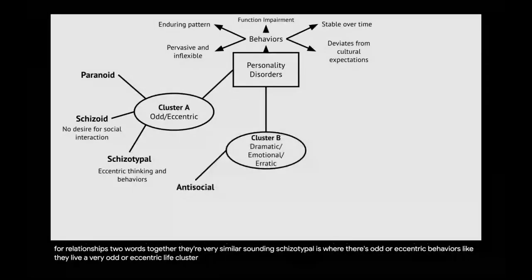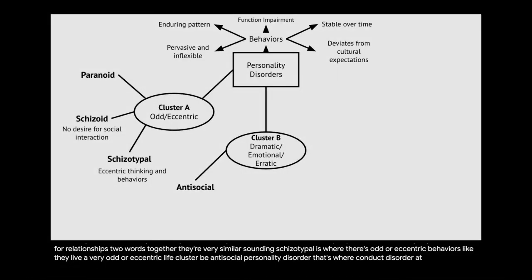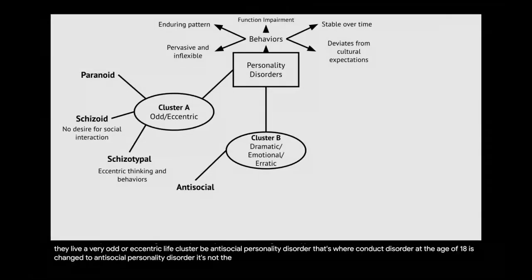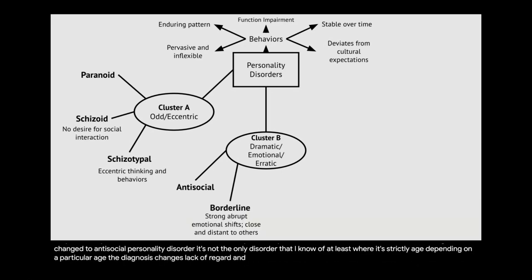Cluster B, antisocial personality disorder. That's where conduct disorder at the age of 18 is changed to antisocial personality disorder. It's not the only disorder that I know of where it's strictly age dependent, and at a particular age the diagnosis changes. Lack of regard, empathy. It's basically a conduct disorder for anyone over 18.